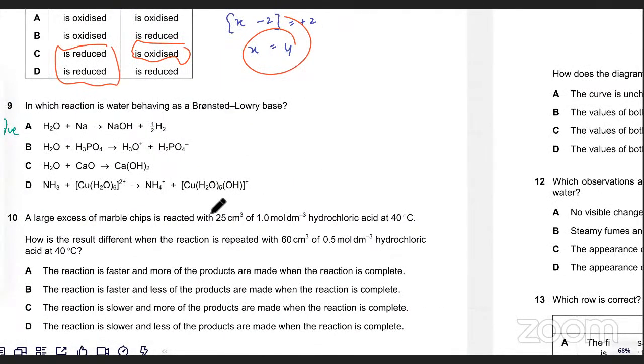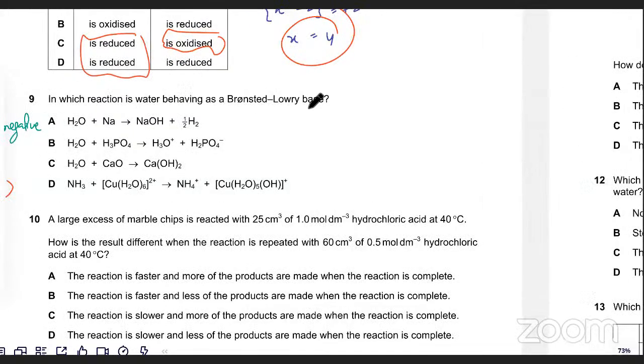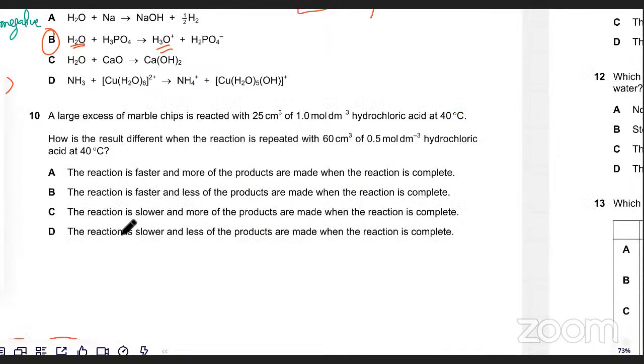Question number 9: in which reaction is water behaving as a Bronsted-Lowry base? What's a base? A base accepts H+ ions. So where is water behaving as a base? That's B. You've got water, now it's H3O+. So what did it do? It accepted an H+. Is this clear? Yes, sir. So this one was simple. It simply accepted an H+. That's it. So it's a base.